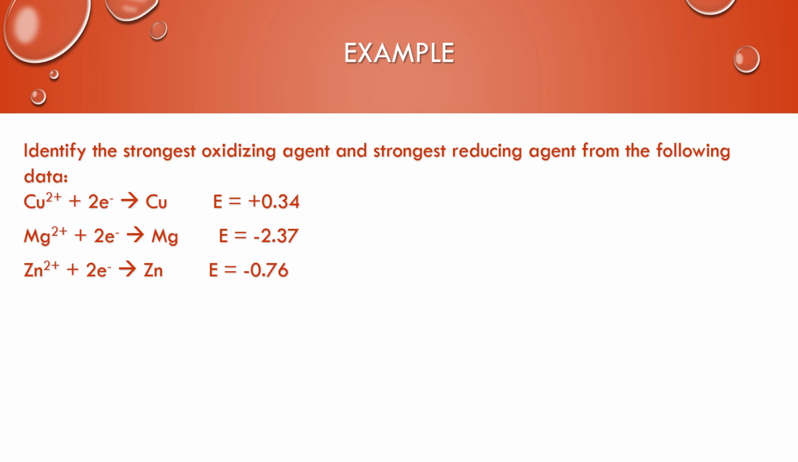Okay, we need to identify the strongest oxidizing agent and strongest reducing agent from the following. So in this reaction, this one is most likely to be reduced, which means it's the strongest oxidizing agent. So it causes other things to gain electrons. And our second one, the magnesium, because it's the most negative, it's more likely to be oxidized. It's going to be our strongest reducing agent.